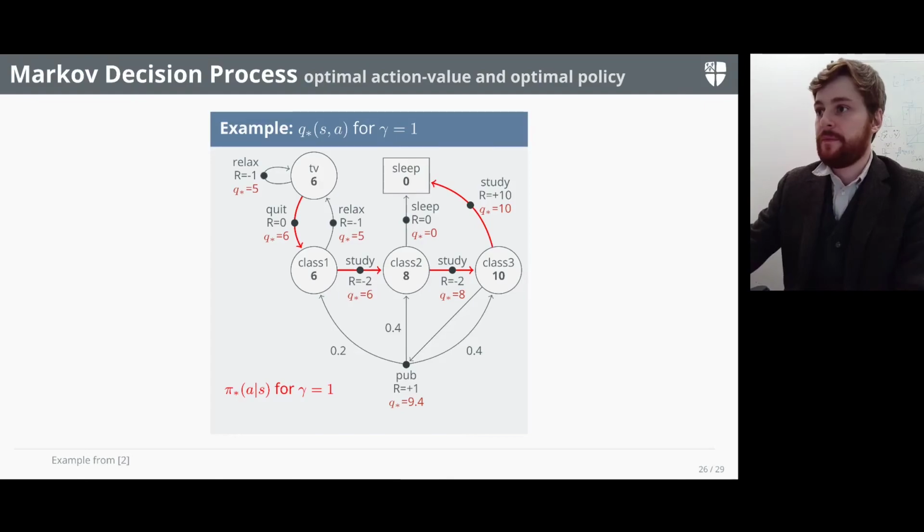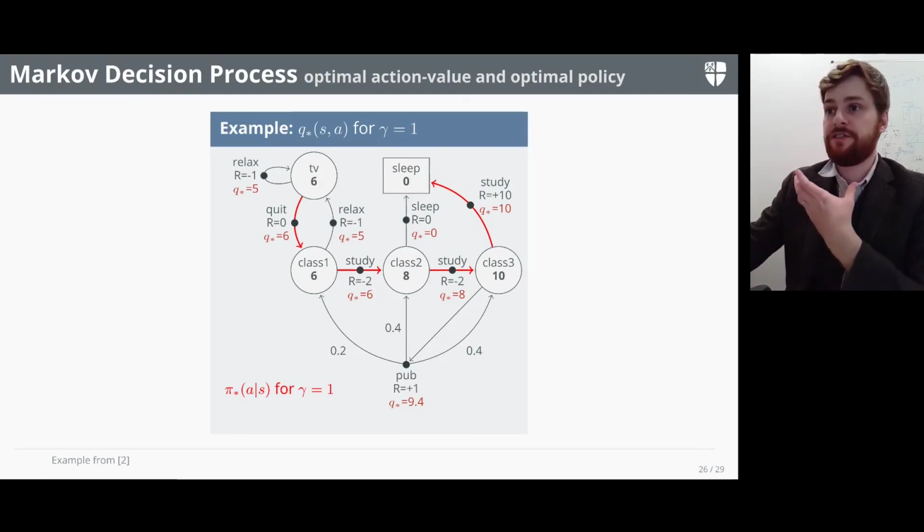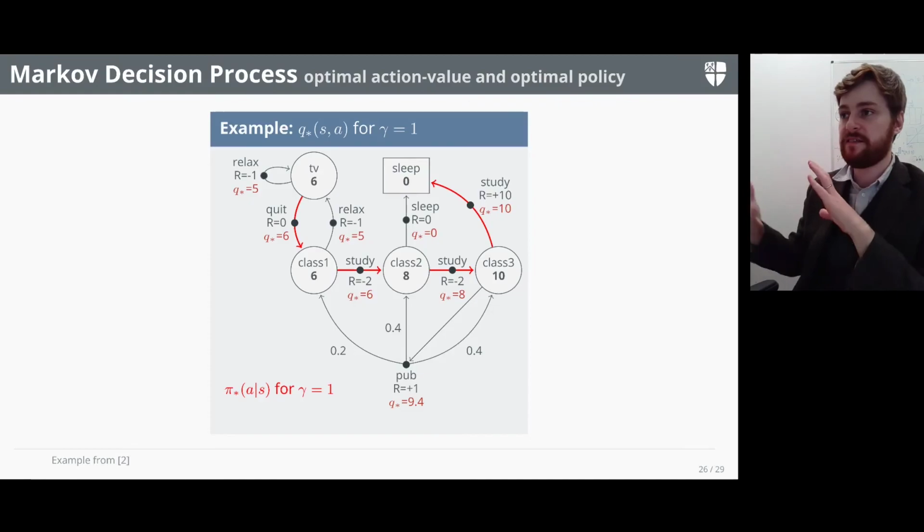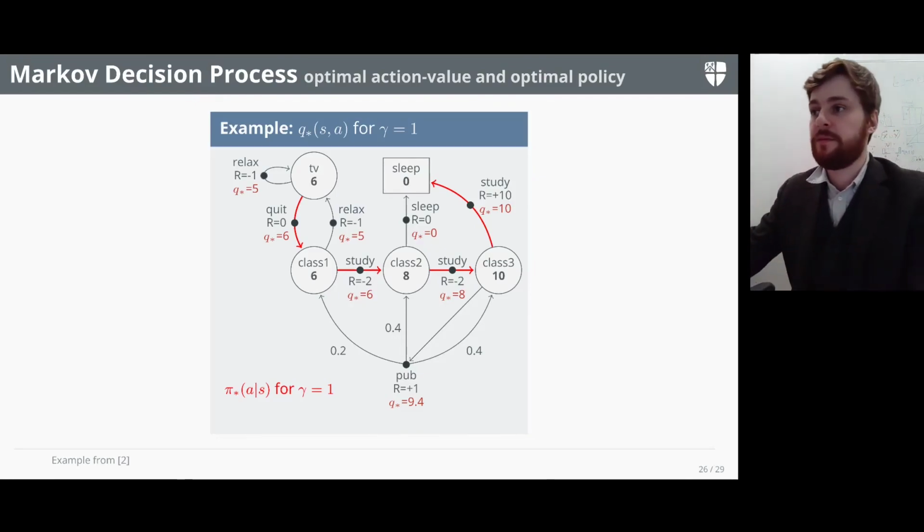But we also have the optimal action value function, Q star, and this similarly tells us which actions we must take to always win. In other words, it weights the edges, and we can just follow the edge with the highest value to always win. So if we know this, we're done. For example, at class 1, we can see that the action to relax has an optimal action value of 5, and the action to study has an optimal value of 6. So we study. We always just choose the max.